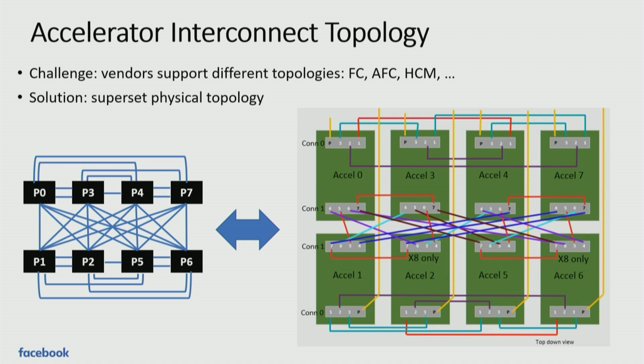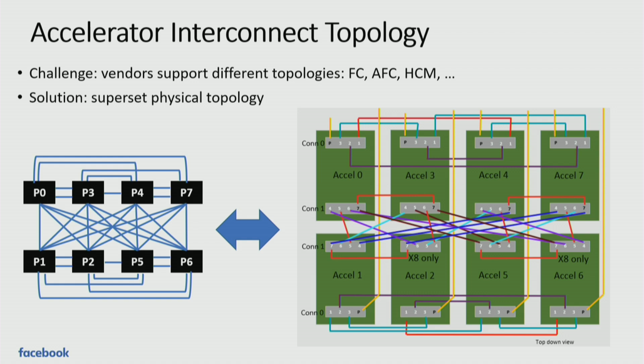So let me say a few words about accelerator interconnect topology. Again, the challenge was the different vendors come with different topology. Some have fully connected topology, some have hypercube mesh, some may have rings. So how did we enable that? How do we build one physical design that can accommodate? That proved to be quite challenging, but we were able to figure it out.